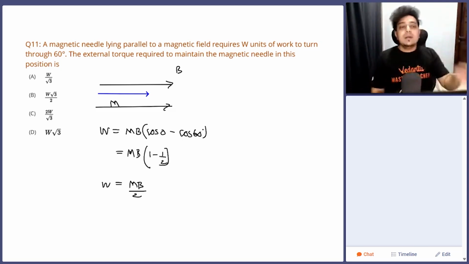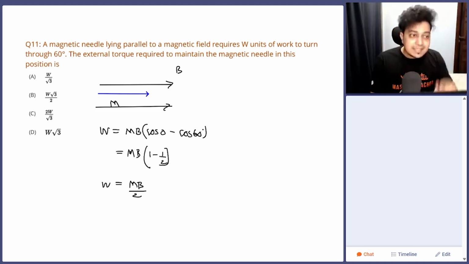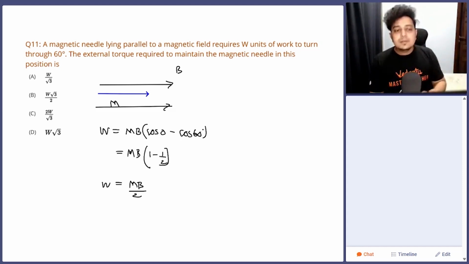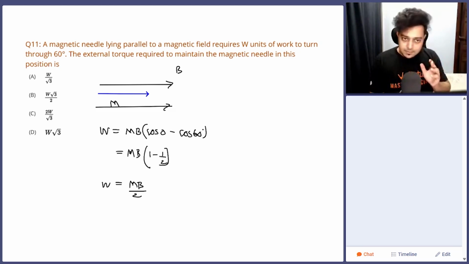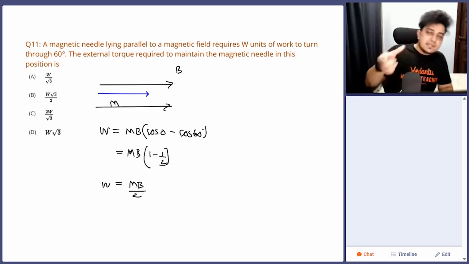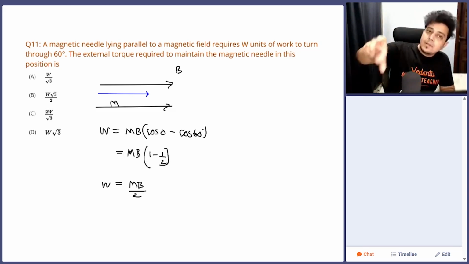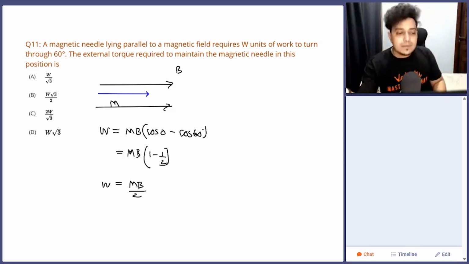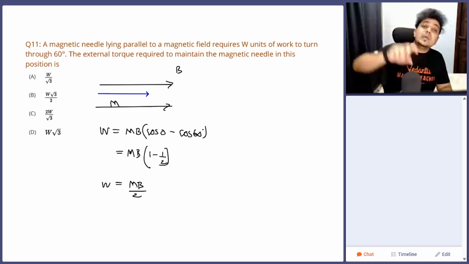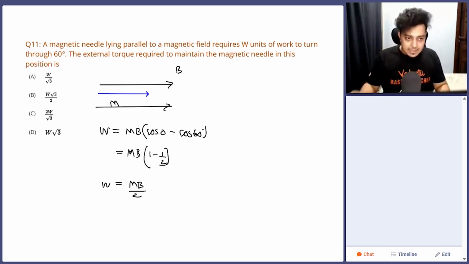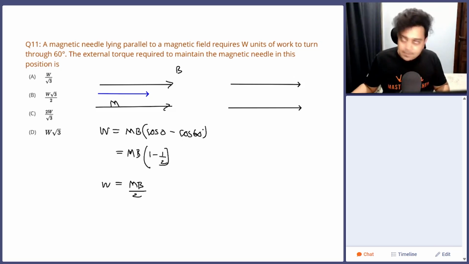The external torque required to maintain the magnetic needle in this position. So we have twisted it by 60 degrees. But if you wish to maintain that, then how much external torque do we have to apply? We have to apply that much torque which the magnetic field is applying on it. Right now it is tilted with respect to the magnetic field, so the magnetic field is applying some torque. So we have to apply an equal and opposite amount of torque.